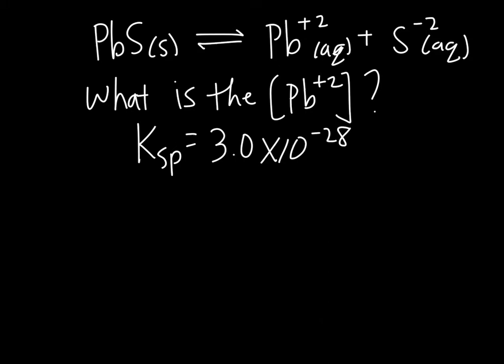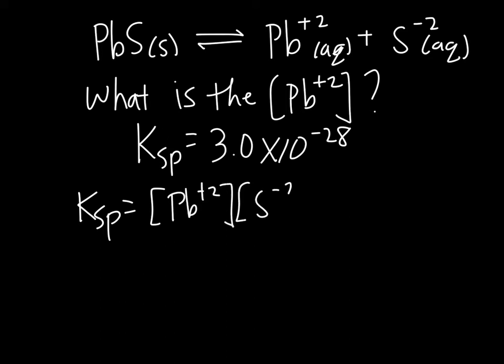Go ahead and solve for this one by yourself. Obviously, first you should set up your Ksp expression and then mathematically solve for it. You should pause it, try it on your own, and then play the video to check your answer. All right, so the Ksp expression, products only. The Ksp is given to us, 3 times 10 to the negative 28. Now let's see if we can mathematically solve.